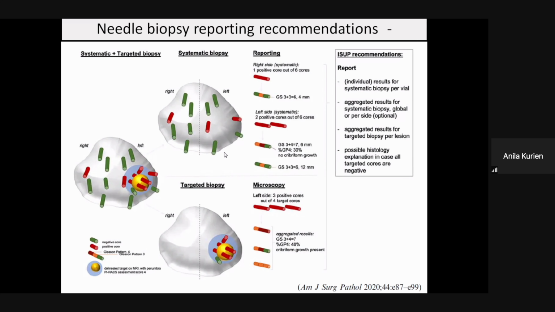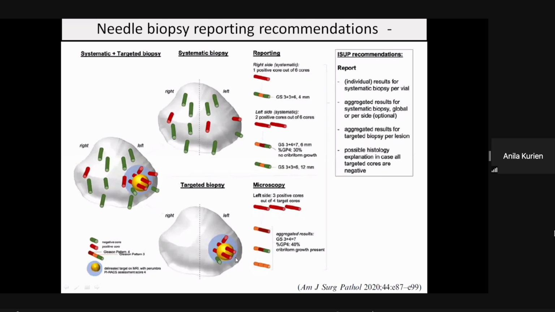So having said that, once we receive the cores, this is the ISUP recommendation of how to report targeted as well as systematic biopsies. If it's a case having both targeted and systematic biopsies, first report the targeted biopsies. So here is a targeted biopsy, which has 4 cores, out of which 3 are positive. So you individually assess each of the cores.